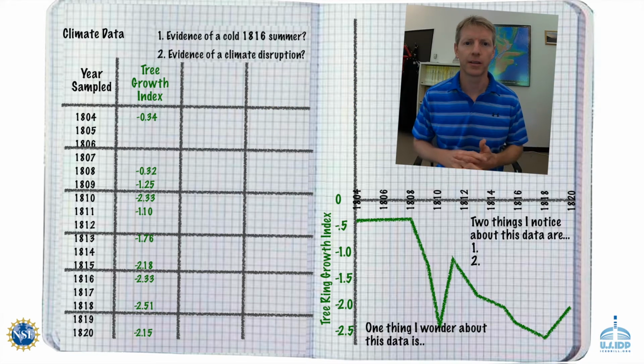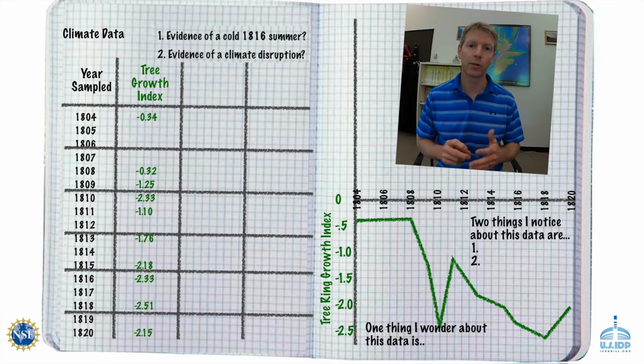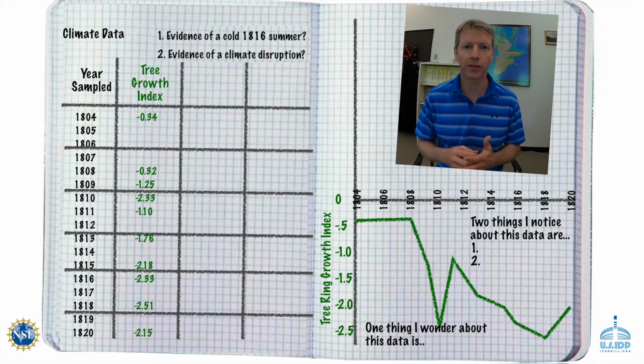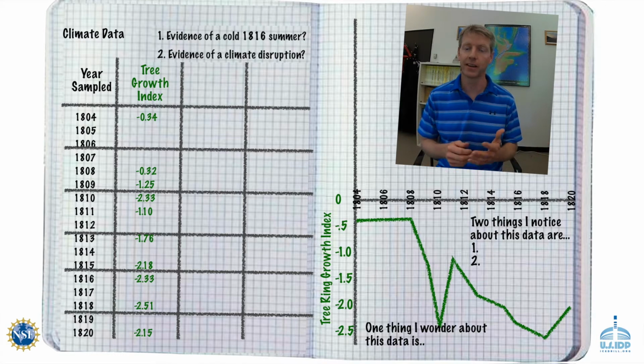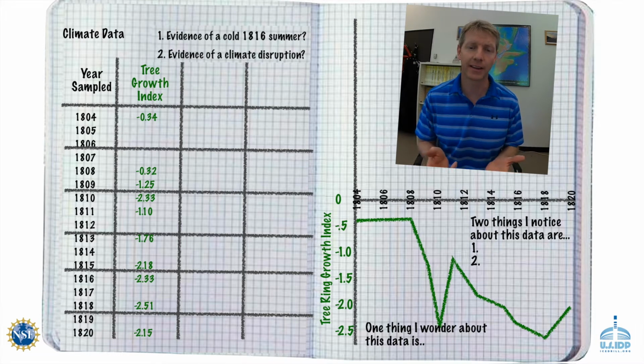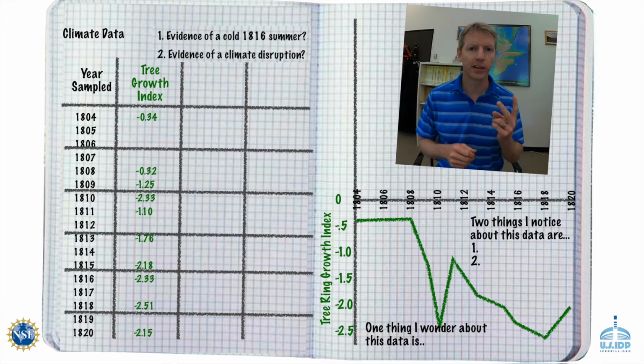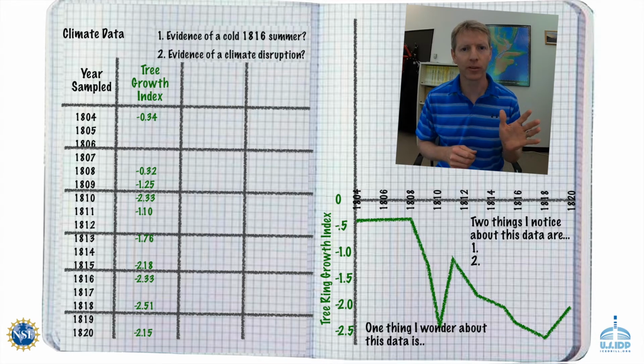So looking at these data, 2 things that I notice. First of all, it looks like 1816 really was an unusually cold summer. But what's interesting is that it's not just 1816, right? We actually had cold summers for several years before 1816, going all the way back to 1809. So the 2 things I noticed: the first is yes, 1816 was a cold summer. But 2, it's not the only summer that was cold during that time period. We had several years that were colder than normal around this time, and the first one was in 1809.